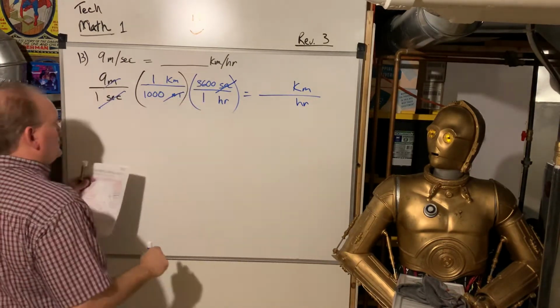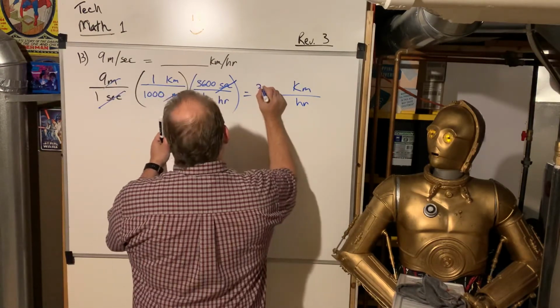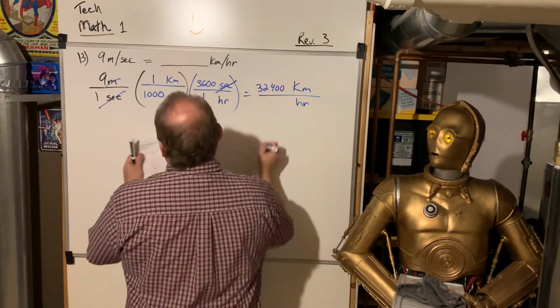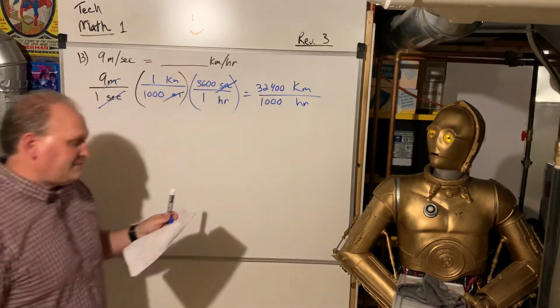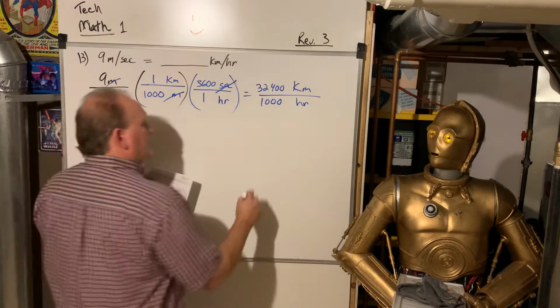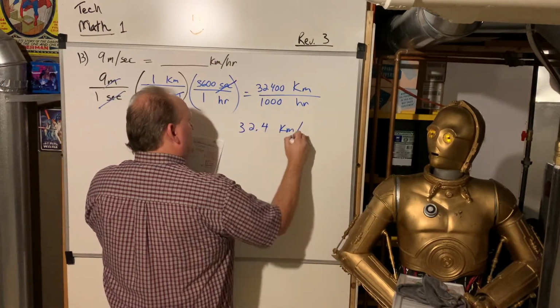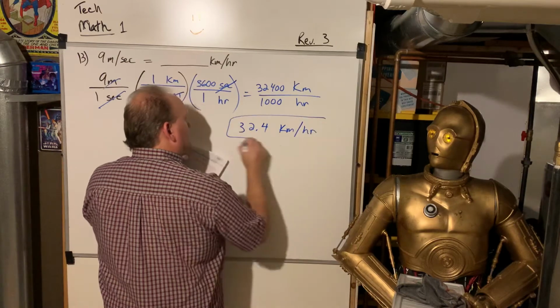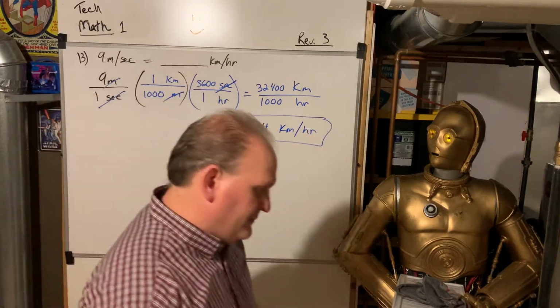And 9 times 3,600 on the top. That's 32,400. And then on the bottom, 1,000 times 1 times 1, that's 1,000. And then I divide it and I get 32.4 kilometers per hour. All right. Okay, 14.